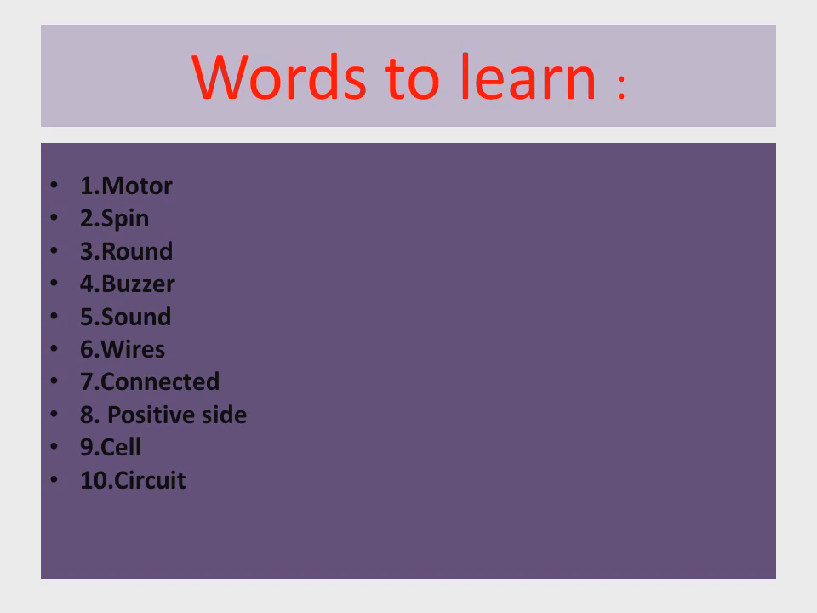Number six, wires, W-I-R-E-S. Number seven, connected, C-O-N-N-E-C-T-E-D. Number eight, positive side, P-O-S-I-T-I-V-E, S-I-D-E. Number nine is cell, C-E-L-L. And number 10 is circuit, C-I-R-C-U-I-T.